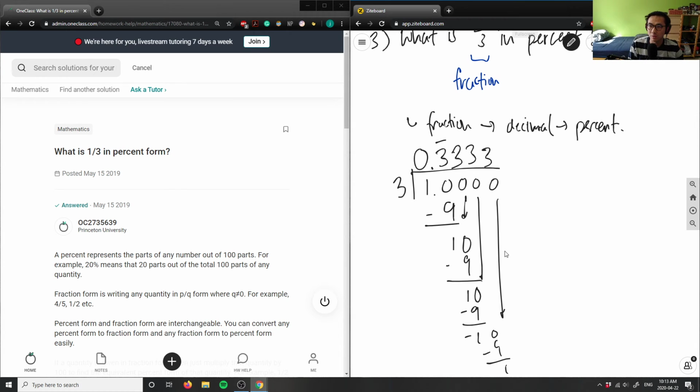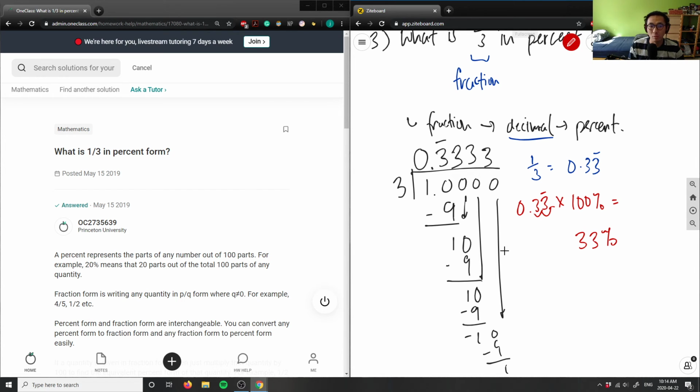So I can conclude from my long division that 1/3 equals 0.333, repeating 3's. So I'll just say 0.3 bar. Therefore, I have my decimal now. So how would I convert it to percent? Remember, if I have my decimal here, 0.3 repeating, I can multiply this decimal by 100% to get rid of the decimal and get a percentage. So 0.33 times 100, I can move my decimal place two steps. So this would equal 33%.